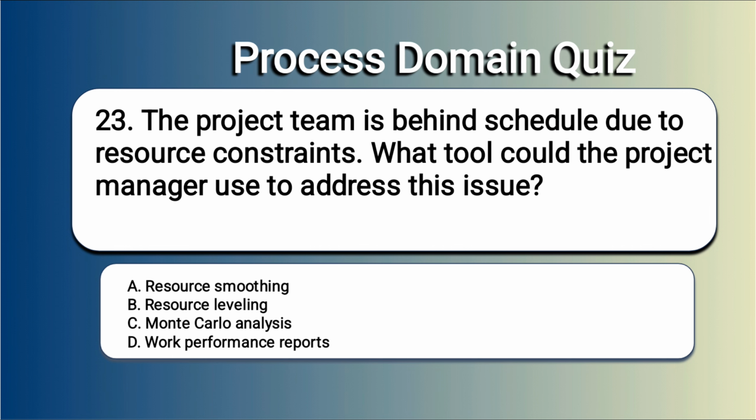23. The project team is behind schedule due to resource constraints. What tool could the project manager use to address this issue? A. Resource smoothing. B. Resource leveling. C. Monte Carlo analysis. D. Work performance reports.